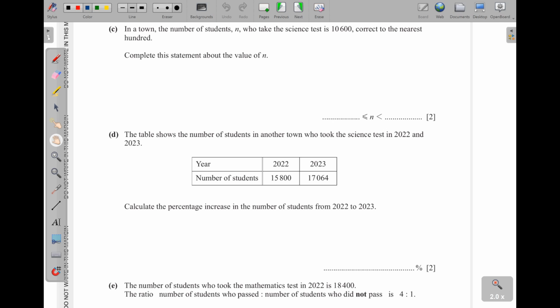But see, in a town, the number of students N who take the science test is 10,600.